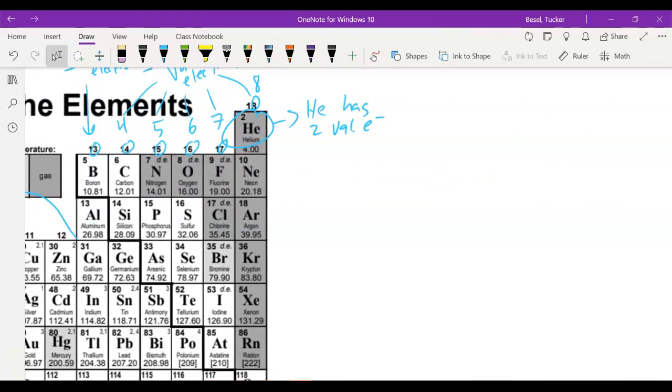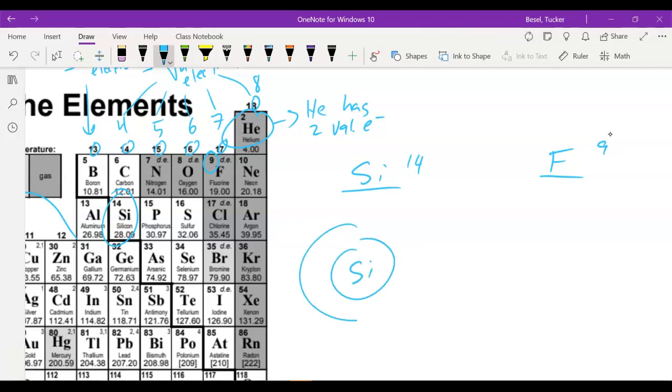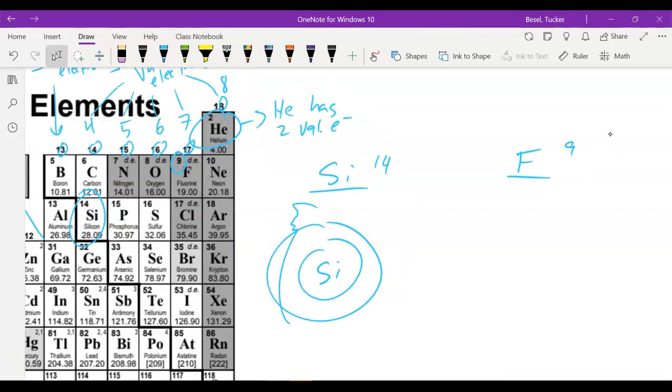So let's look at silicon. And then let's look at fluorine as well. Okay, so silicon is right here, has 14, and fluorine is right here, has 9. So silicon has Si, and then let's draw the energy levels going out from there. And so then let's check.